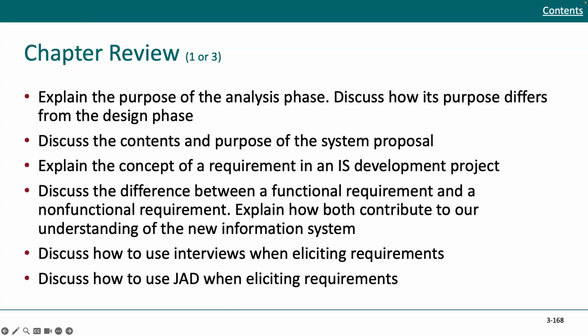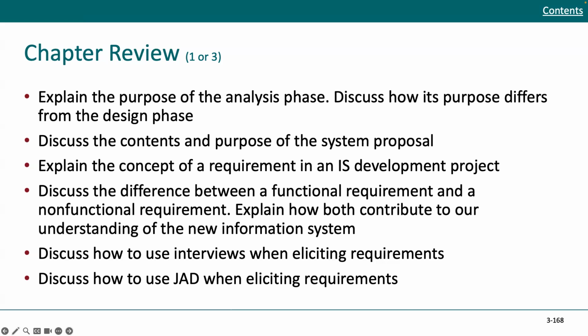Okay, well, let's just go through a chapter review. We have 3 charts, since there's been a variety of things that we've talked about. First, we've explained the purpose of the analysis phase. We discussed how its purpose differs from the design phase. So we do the analysis phase first. We discussed the contents and purpose of the system proposal. We explained the concept of a requirement in an information system development project. We discussed the difference between a functional requirement and a non-functional requirement, mostly focused on how we would envision this for an information system. We explained how both contribute to our understanding of the new information system.